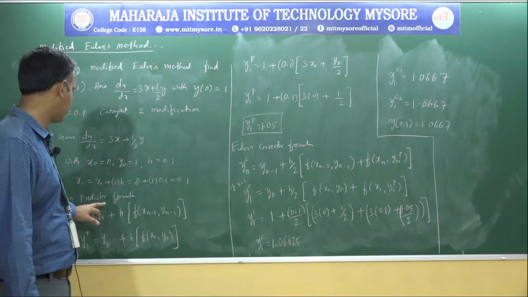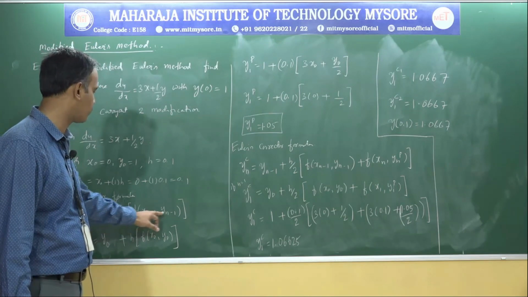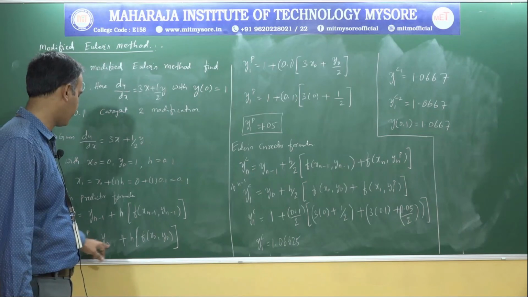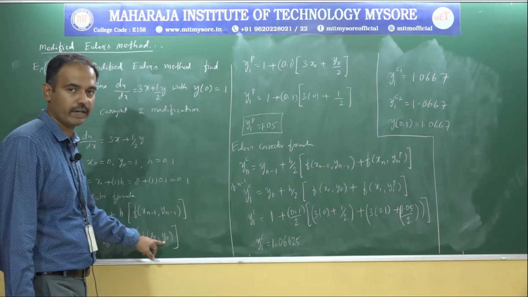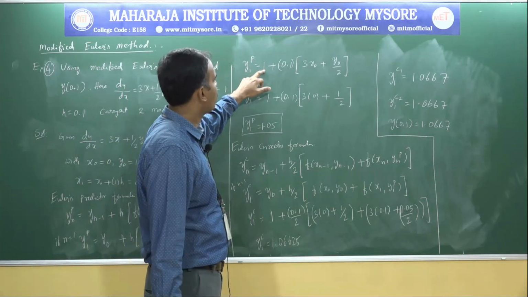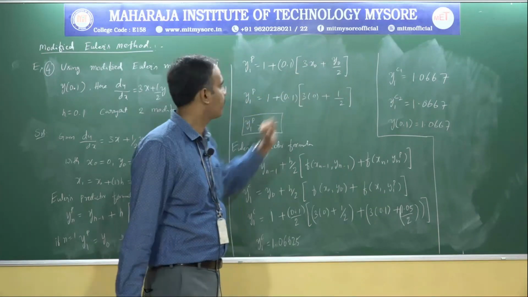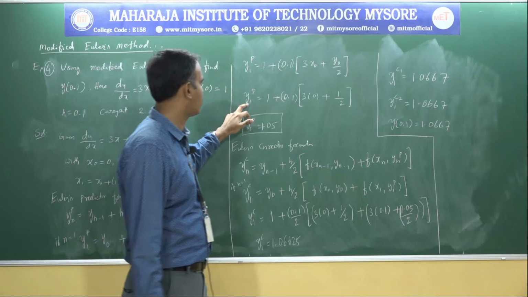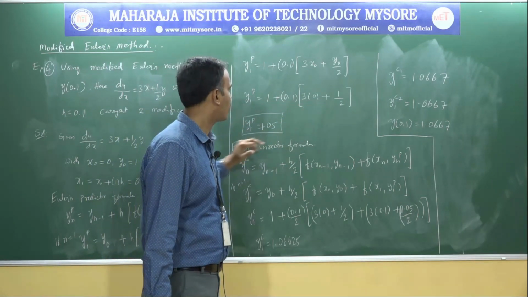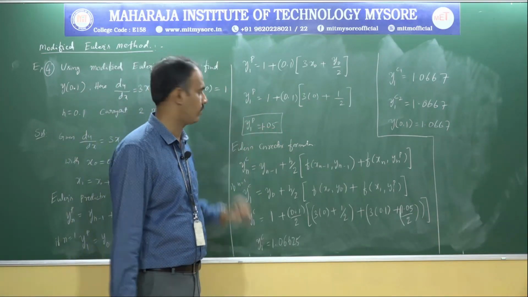With the help of Euler's predictor formula, y_n^p is equal to y_{n-1} plus h into f of x_{n-1} comma y_{n-1}. If n equals 1, y_1^p is equal to y_0 plus h into f of x_0 comma y_0. Substituting the initial data, y_1^p is equal to 1 plus 0.1 times (3x_0 plus y_0) by 2, that is 1 plus 0.1 times (3 into 0 plus 1) by 2. Using a calculator, we simplify to y_1^p equal to 1.05.